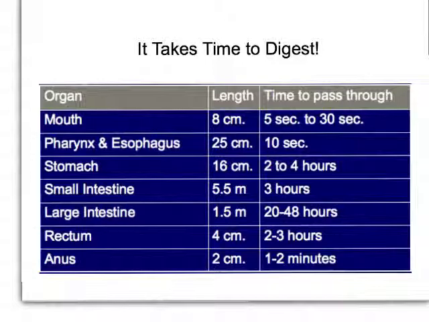And then in the large intestine, that's where most of your food spends a lot of time, 20 to 48 hours. The large intestine is going to be extracting lots of water and salts out of the food that you eat. And then in the rectum and anus, it's going to spend anywhere from 3 to 5 hours just sitting there waiting to come out again.